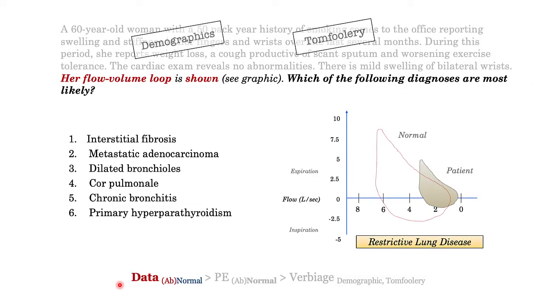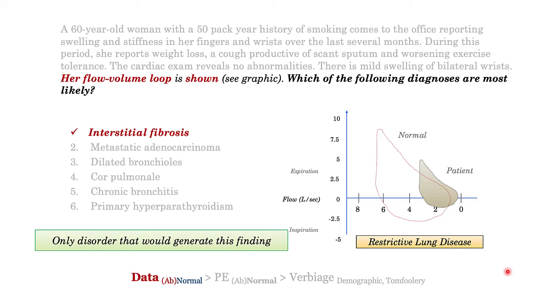As is apparent, this is a data-driven question. The vignette has the usual supporting demographics and requisite tomfoolery, but it is interpretation of data that will get you across the finish line on this question. And so what do we have?